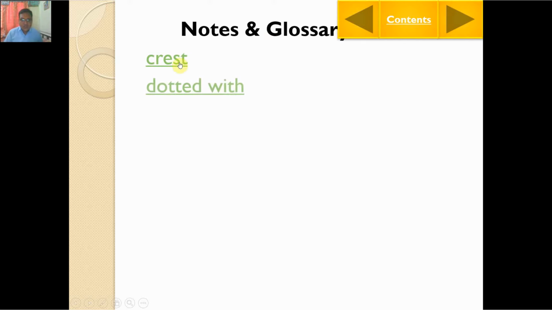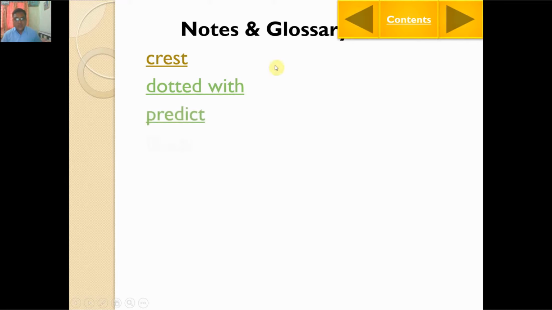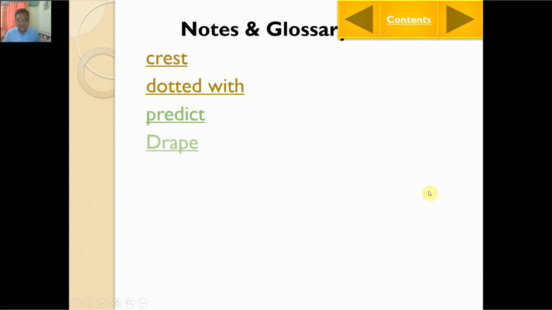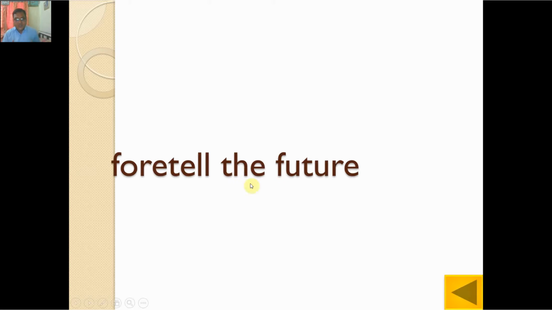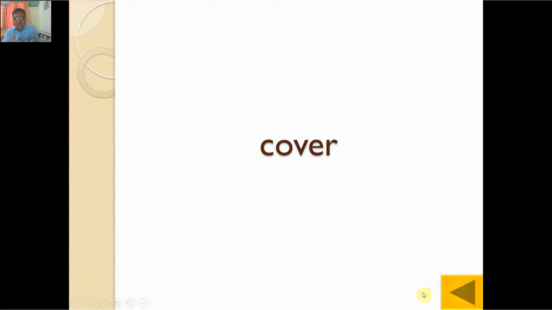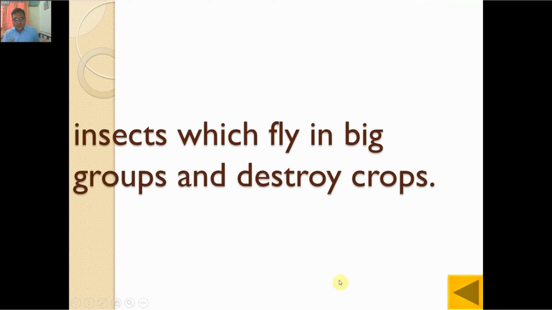Notes and glossary. Crest means top, the highest part of a hill. Dotted with means scattered over an area. Predict means foretell the future. Drape means cover. Locusts are insects which fly in big groups and destroy crops.